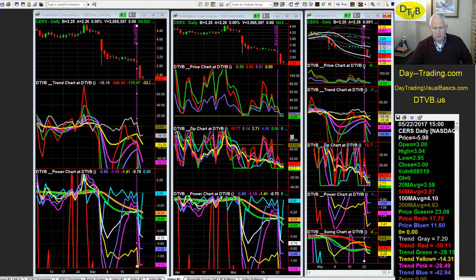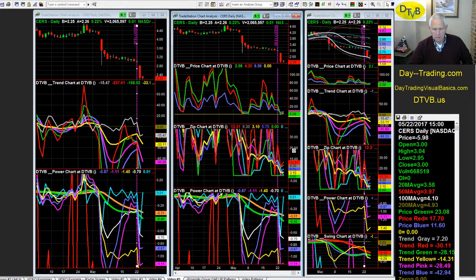The divergence is between the two twin yellow indicators, zip yellow and power yellow. And you can see that zip yellow is bouncing back and forth and going down, and power yellow is bouncing back and forth and going up.